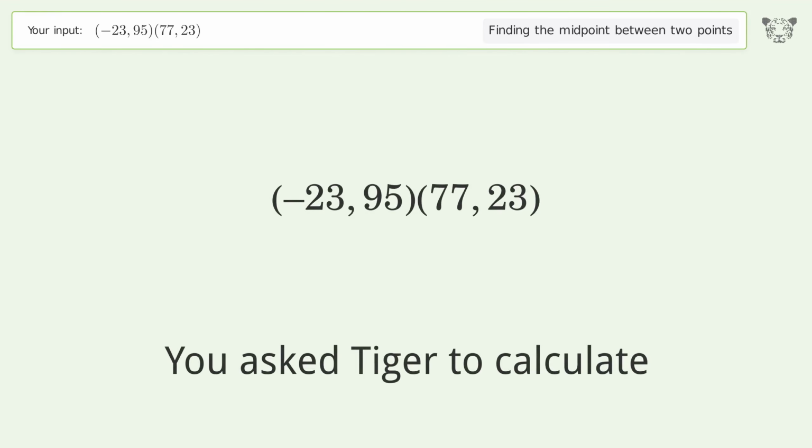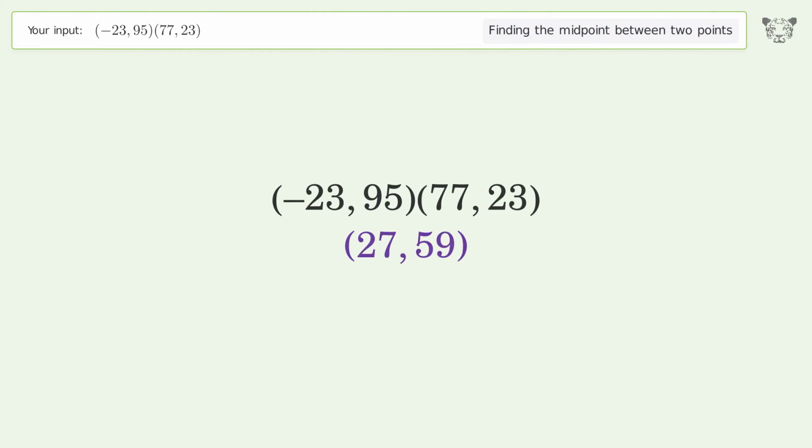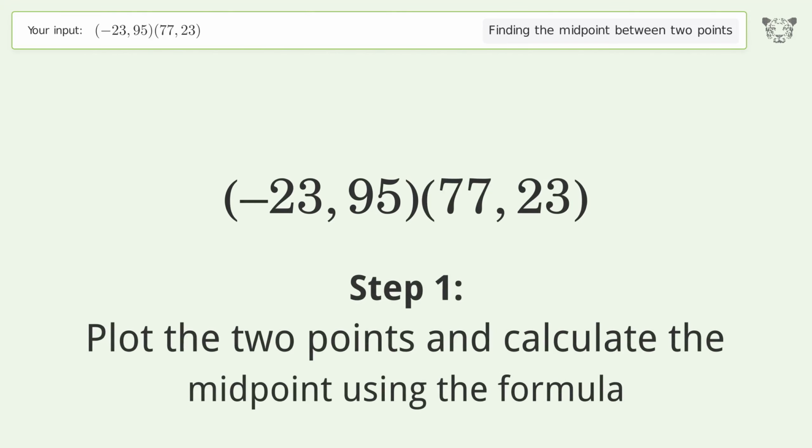You ask Tiger to calculate. This deals with finding the midpoint between 2 points. The midpoint between the 2 points is 27,59. Let's solve it step by step. Plot the 2 points and calculate the midpoint using the formula.